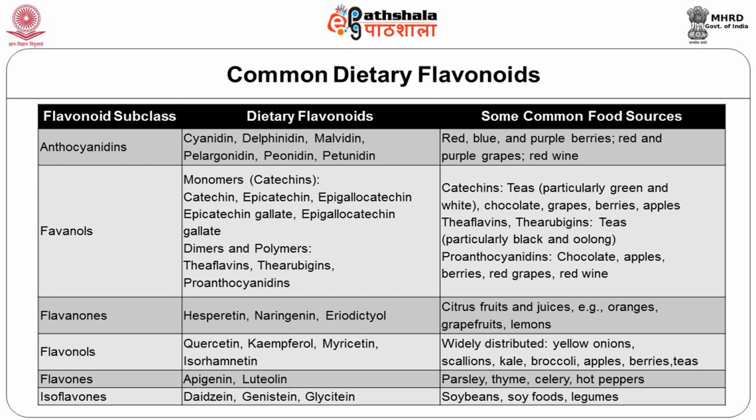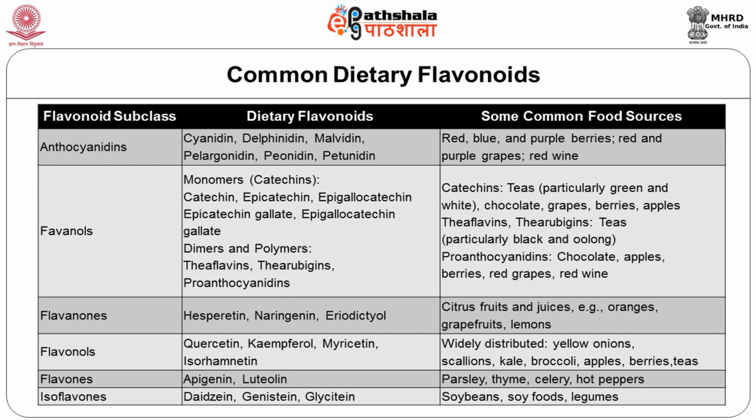As you are aware, tea is of different kinds, like black tea, green tea, white tea and oolong tea, and the classification depends on whether it is fermented, not fermented or semi-fermented. So tea is a rich source of catechins as well as theaflavins and thearubigins. Proanthocyanidins are found particularly in chocolate, apples, berries, red grapes and red wine, which are rich sources of these particular flavanols.